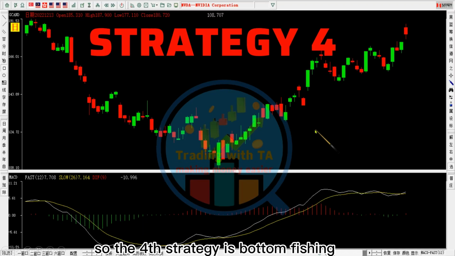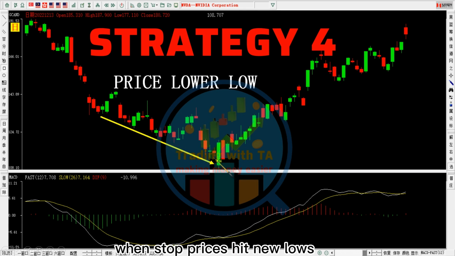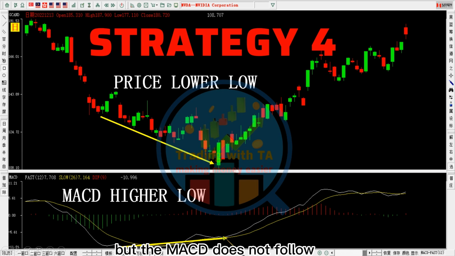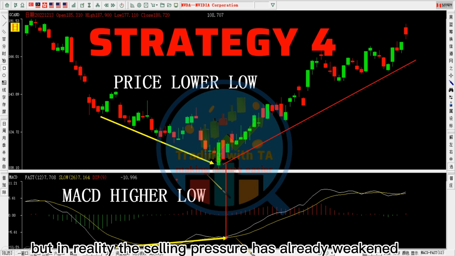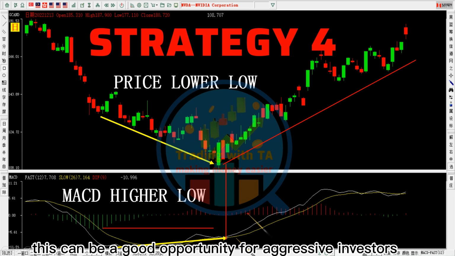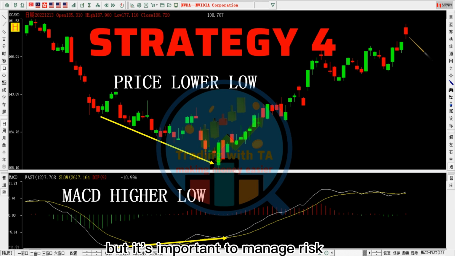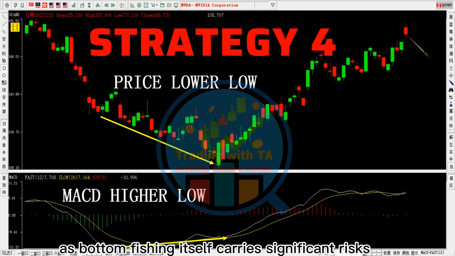So the fourth strategy is bottom fishing with bottom divergence. When stock prices hit new lows, but the MACD does not follow, it forms a bottom divergence. This often occurs at the end of a downtrend, and on the surface, the stock price may still create new lows, but in reality, the selling pressure has already weakened. This can be a good opportunity for aggressive investors to enter a small position, but it's important to manage risk as bottom fishing itself carries significant risks.